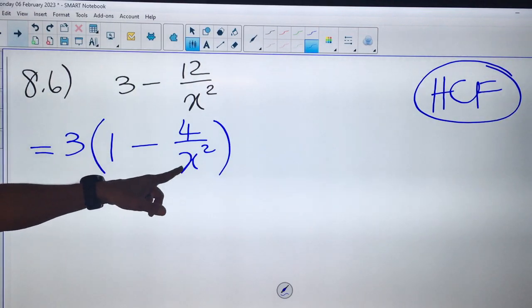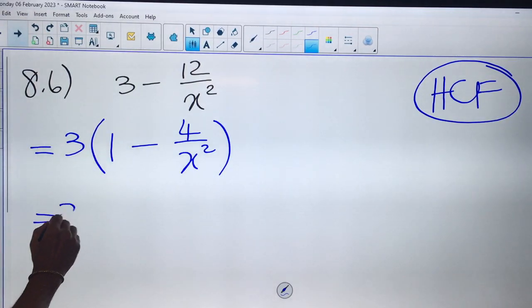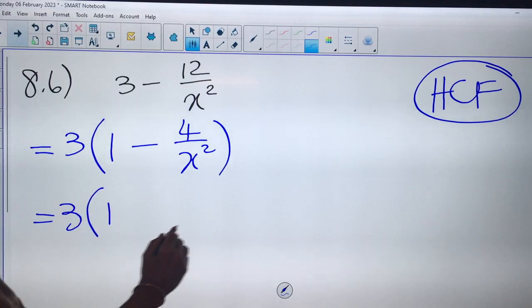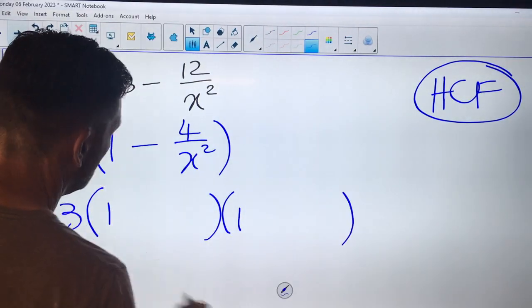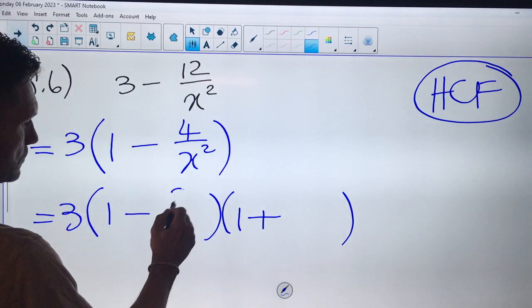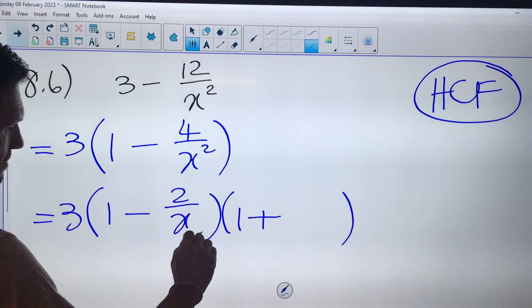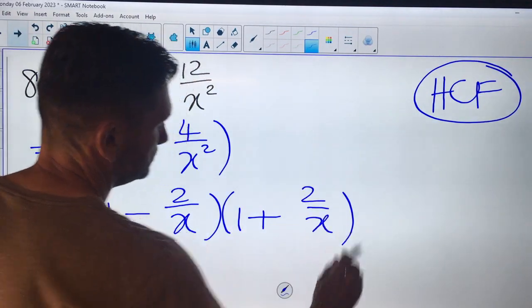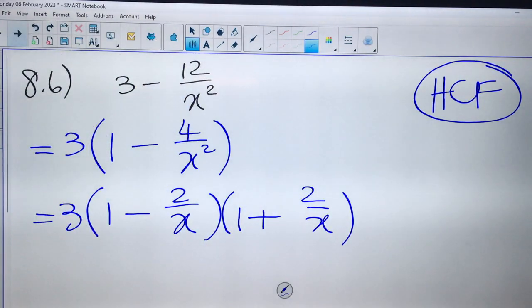So this is a difference of 2 squares. So here's the 3. Square root of 1 is 1. One bracket is negative, one bracket is positive. So what's the square root of 4? 2, and the square root of x squared is x. But again, you can see if we did not remove the common factor, then big issue.